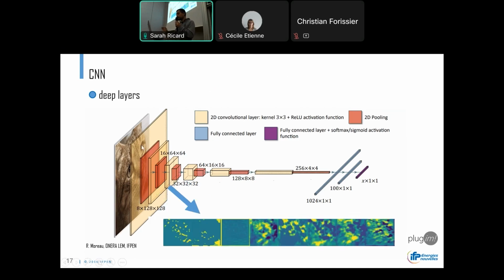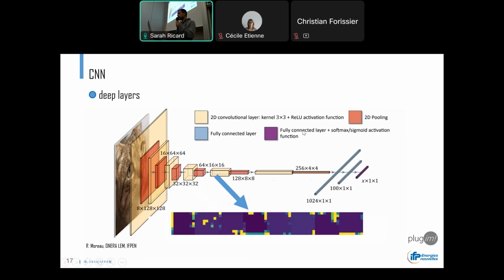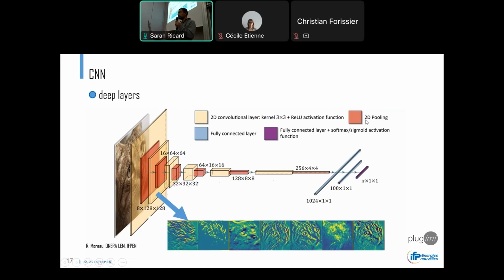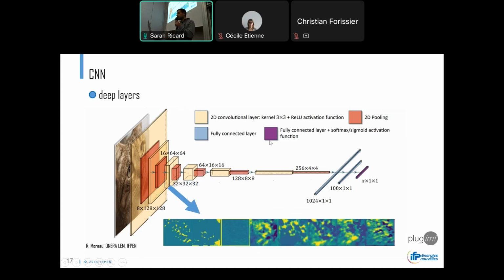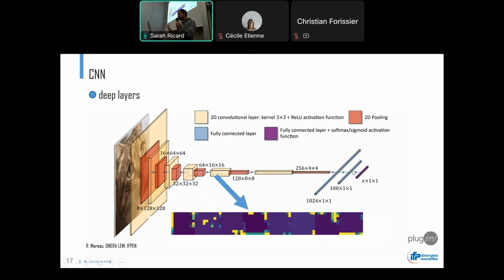And a CNN is composed only of this kind of operation. You have some convolutions, okay? You have some 2D pooling, which we just saw, it's max pooling, okay? And at the end, we have what we call fully connected layers and some activation functions. It's just to make a classification.